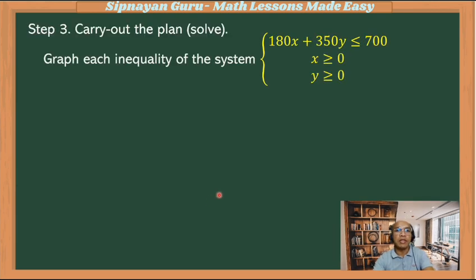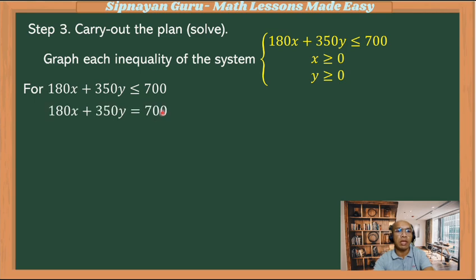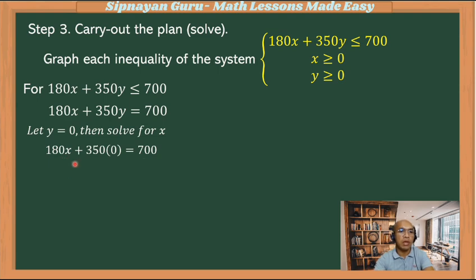So graph each of the inequalities in the system. For the first inequality, 180x plus 350y less than or equal to 700, change this one into an equation, so equal to 700. So solve for the x-intercept, let y be equal to 0. So 180x plus 350 times 0 is equal to 700.